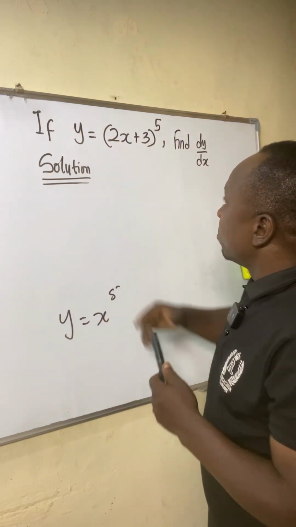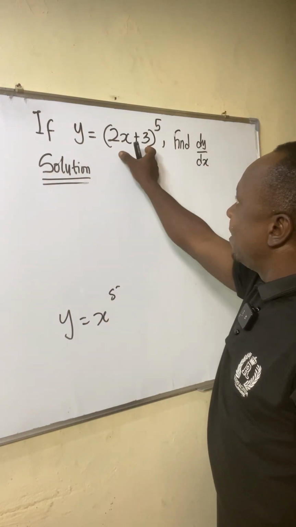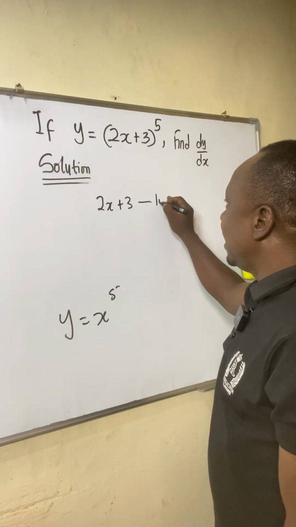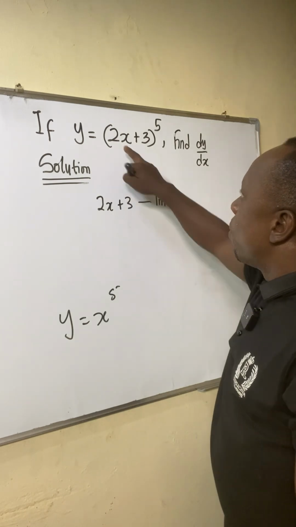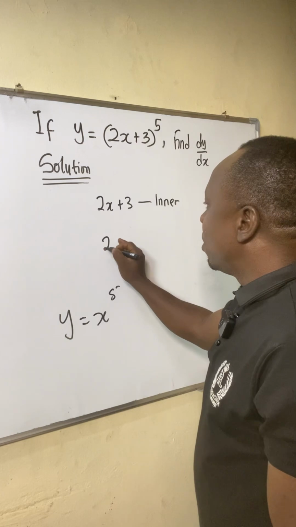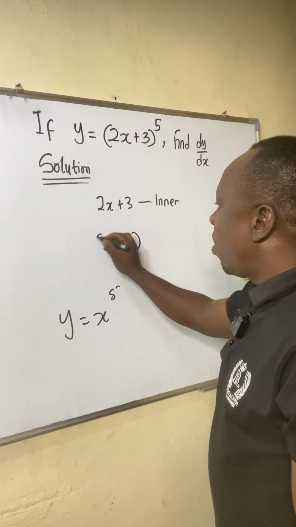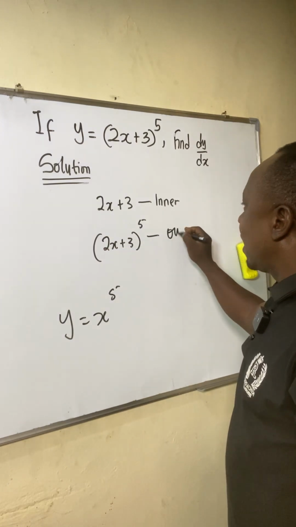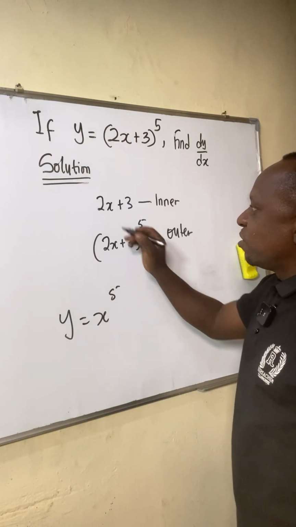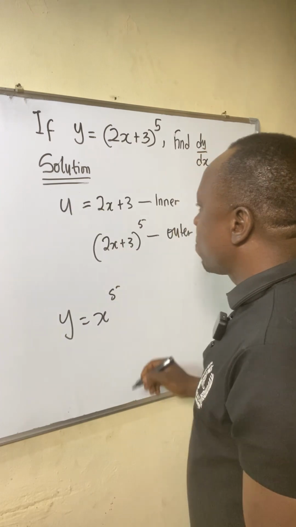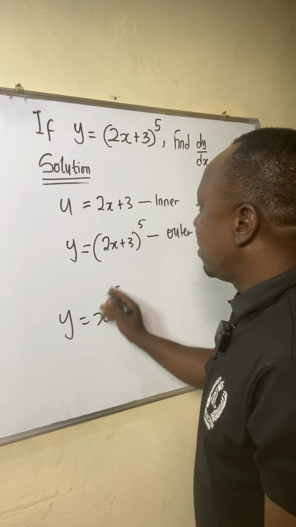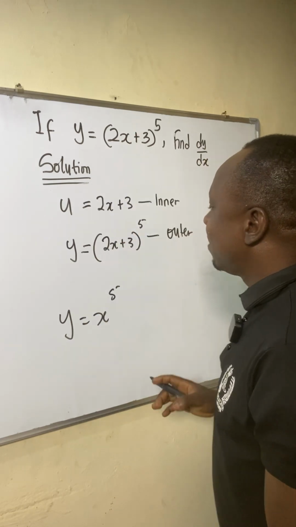Now, looking at this function, 2x plus 3 is the inner function, while (2x plus 3) all raised to the power of 5 is the outer function. Let's call this inner function u. Of course, this outer function will be equal to y because this is the same as this.